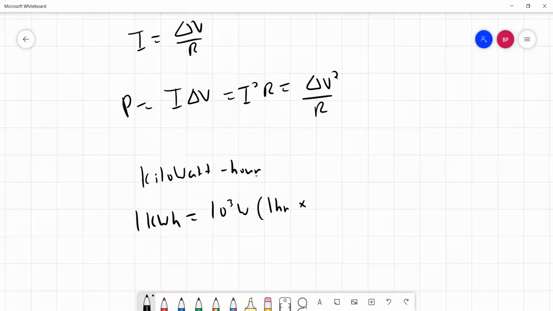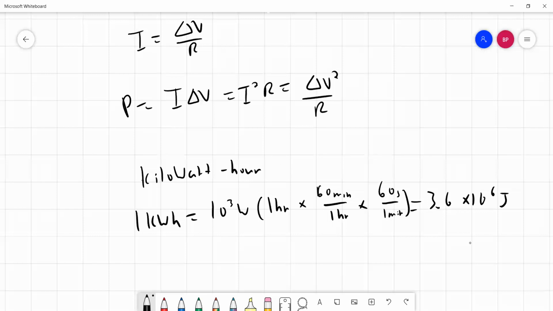Well, 1 hour is 60 minutes. And 1 minute is 60 seconds. So if we multiply 10 to the 3 by 3,600, which is the result of this multiplication, then we'll find that 1 kilowatt hour is 3.6 times 10 to the 6 joules.